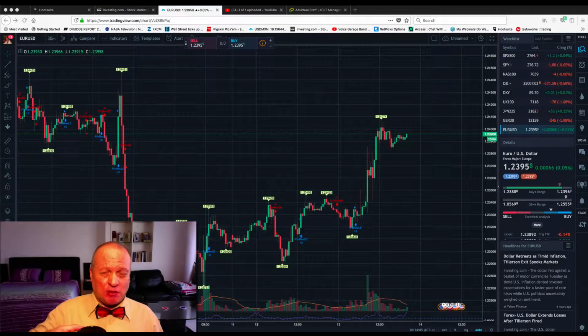The DAX was pretty interesting at the opening yesterday. It went to the upside, and if you take a look at it now, it actually sold off quite big in the U.S. session.